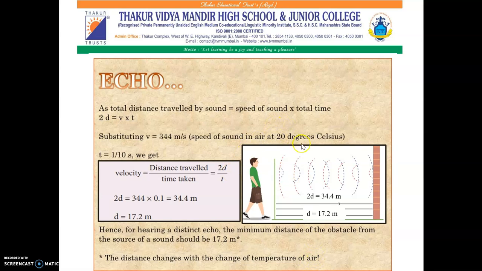The distance changes with the change in temperature of air. Why? Because at different temperatures of air, the speed of sound is different. Here at 20 degrees, it is 344 meters per second. But at different temperatures, the value of speed will change, and so the value of distance will also change.